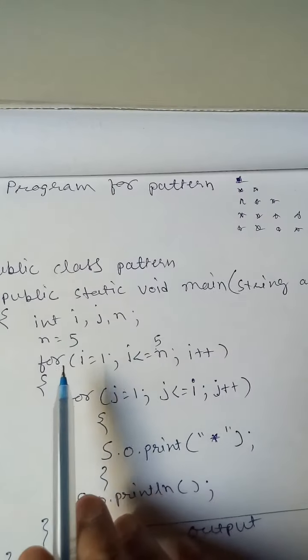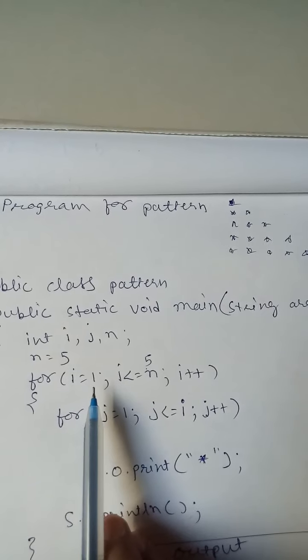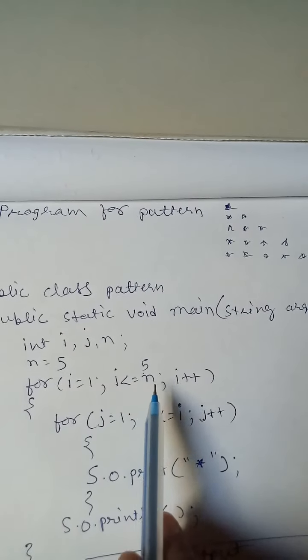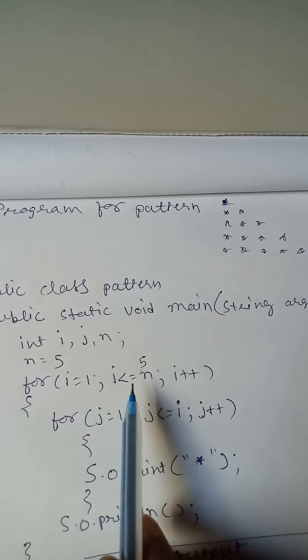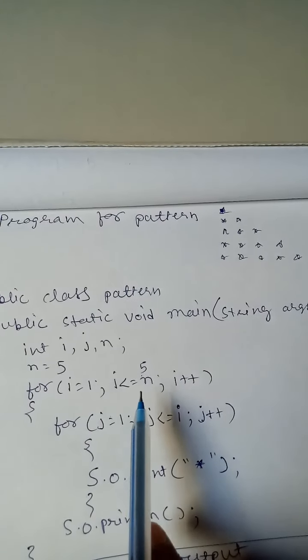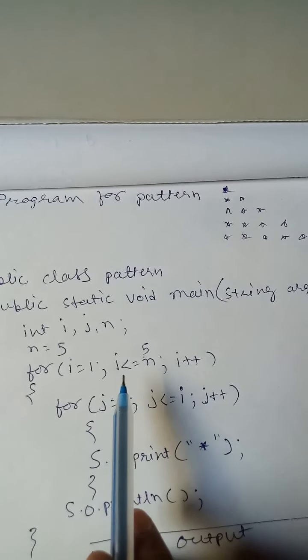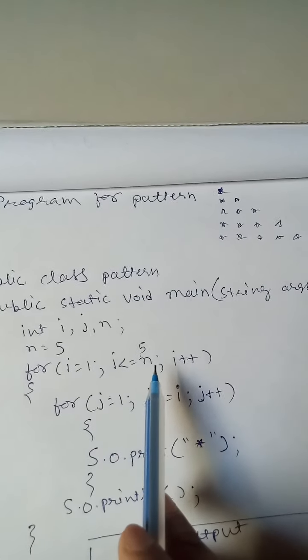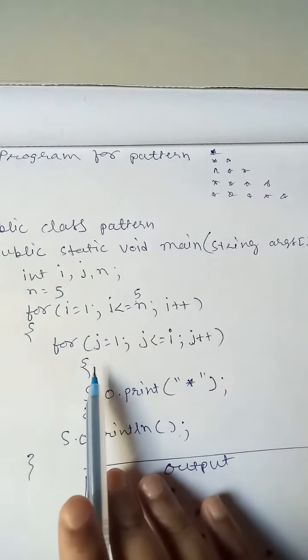So first I have written the first loop, and initially my value of i is 1. Then you can see the value of n I have taken is 5. So I will check whether 1 is less than or equal to 5 or not. So it's true, the condition is true, meaning 1 is less than or equal to 5. So we will move to the next loop.